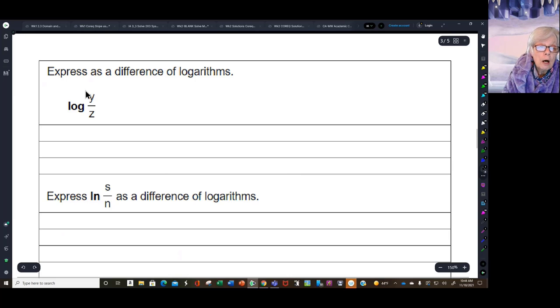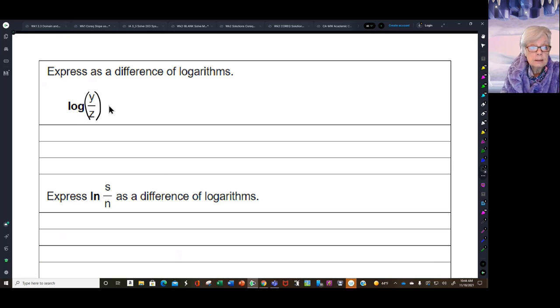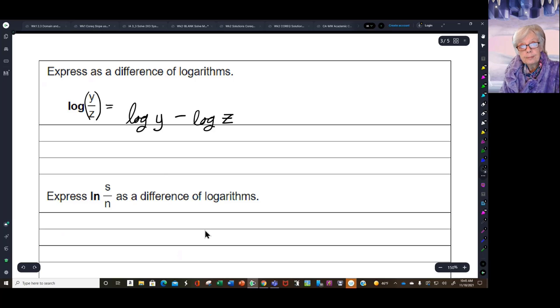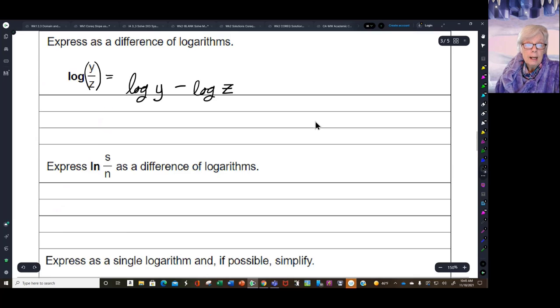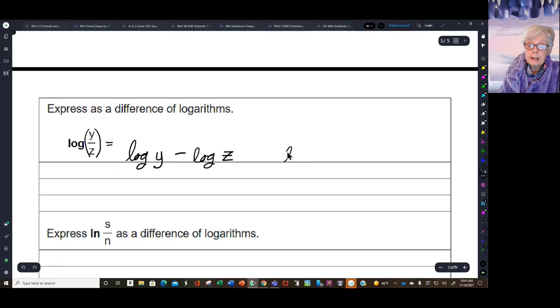So here we go. The log of y over z, that's your argument. The base is 10, it's understood to be 10. This will be log y minus log z. Log y minus log z. And I should add that if you see log y minus log z, you can put them together into one log by saying log y over z.